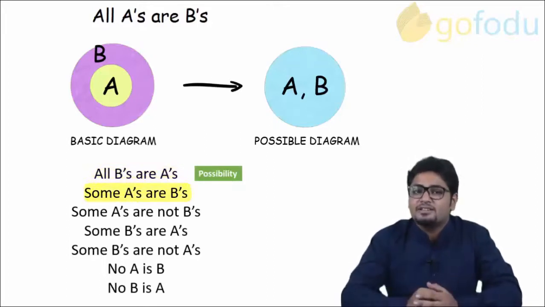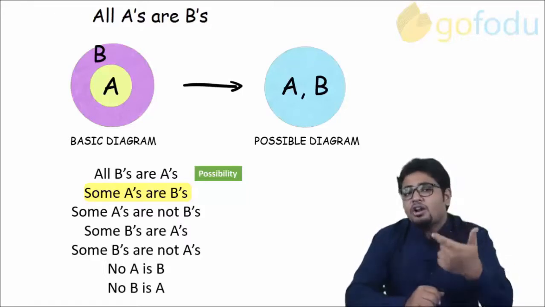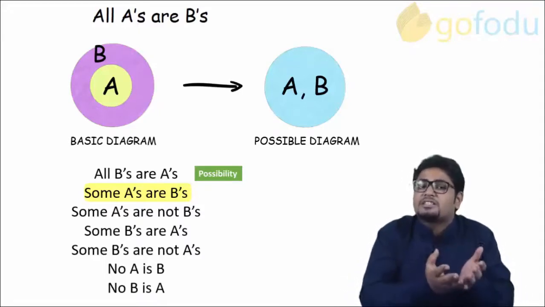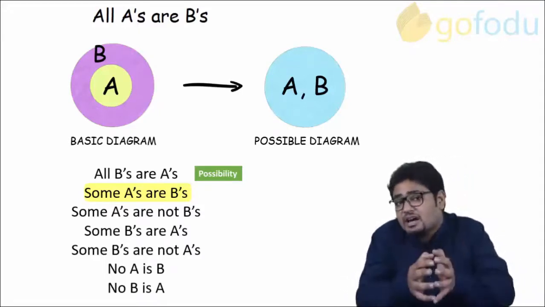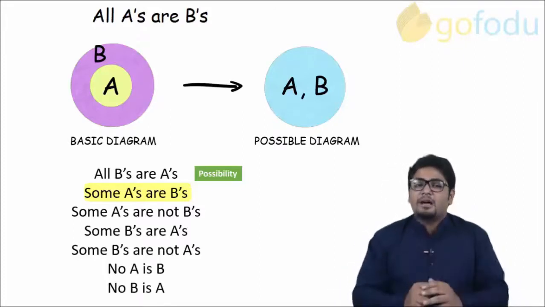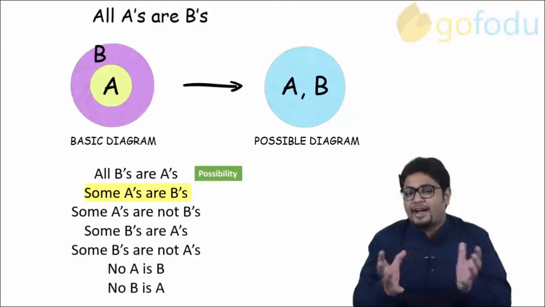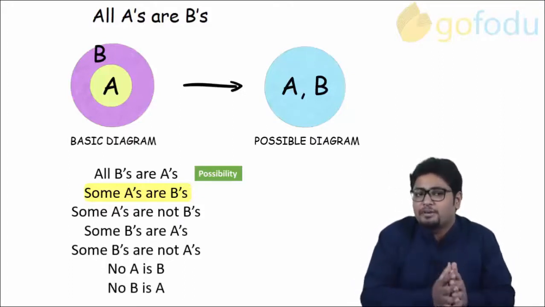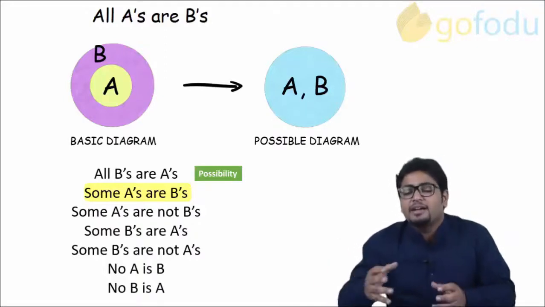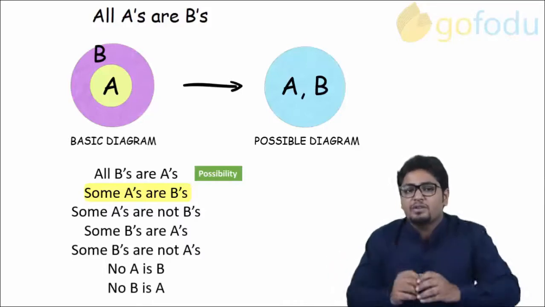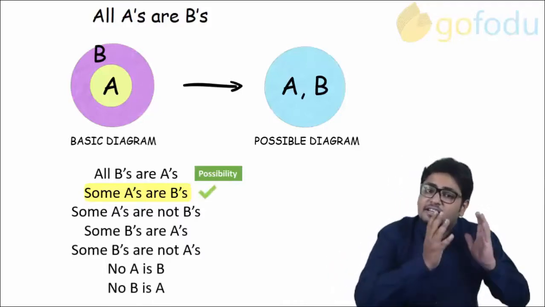Second statement is some A's are B's. Now we know that all A's are B's. So it is pretty much understood that if all elements are part of something, then some will definitely be a part of that something as well. For example, suppose we have a dozen mangoes which are all Alfonsos. Now, if I pick some of them, say 3 of them, it is quite obvious that all 3 of them will be Alfonsos as well. So, this statement is definitely true.